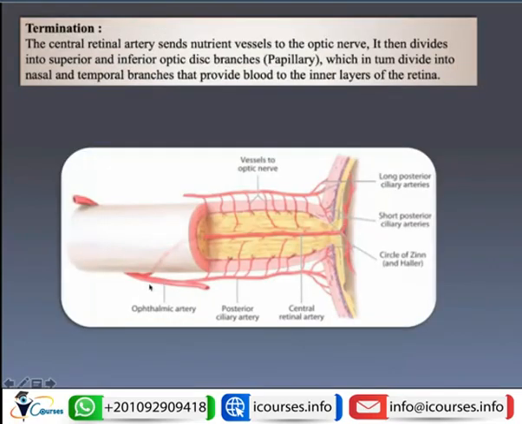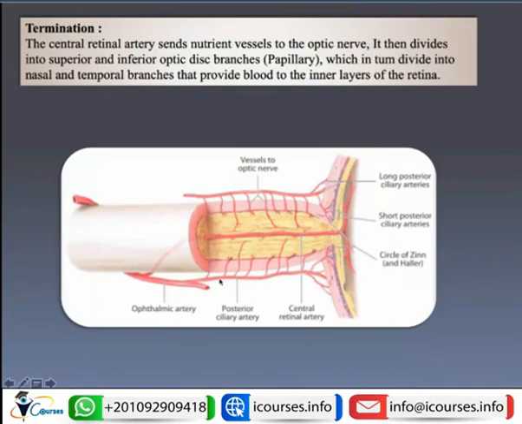As you can see here, this is the ophthalmic artery giving the first branch, which is the central retinal artery, entering the optic nerve from the inframedial aspect and running within the optic nerve until it reaches the lamina cribrosa. Then it will divide into the superior and the inferior temporal and nasal branches that will supply the retina.